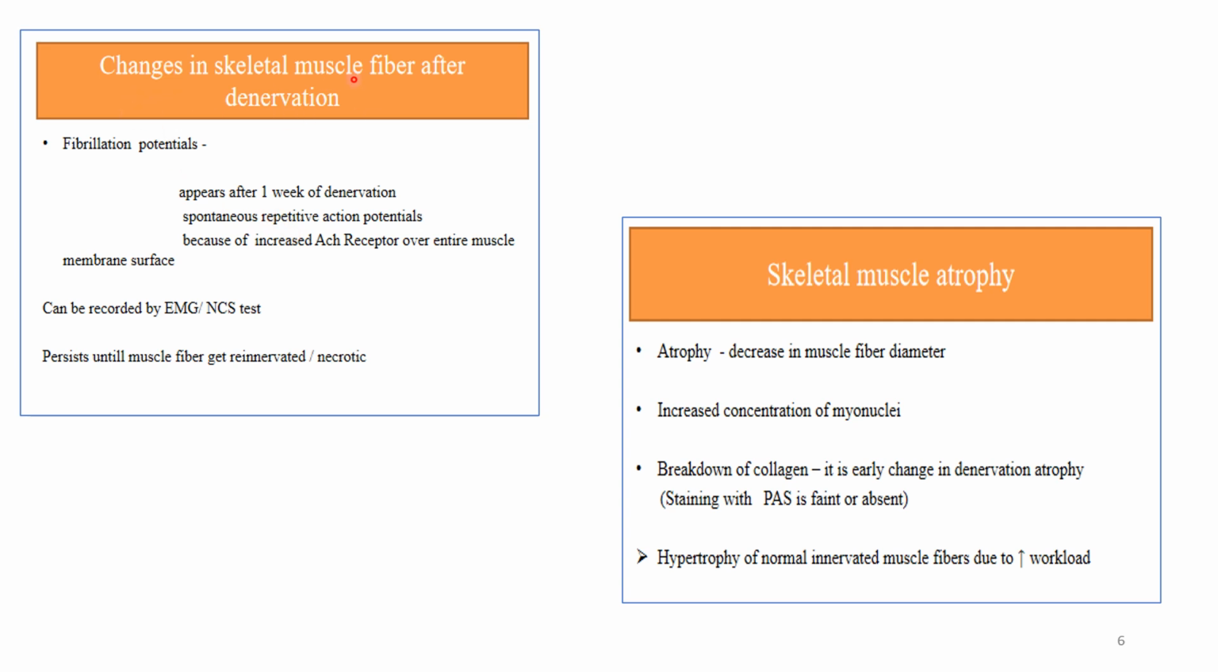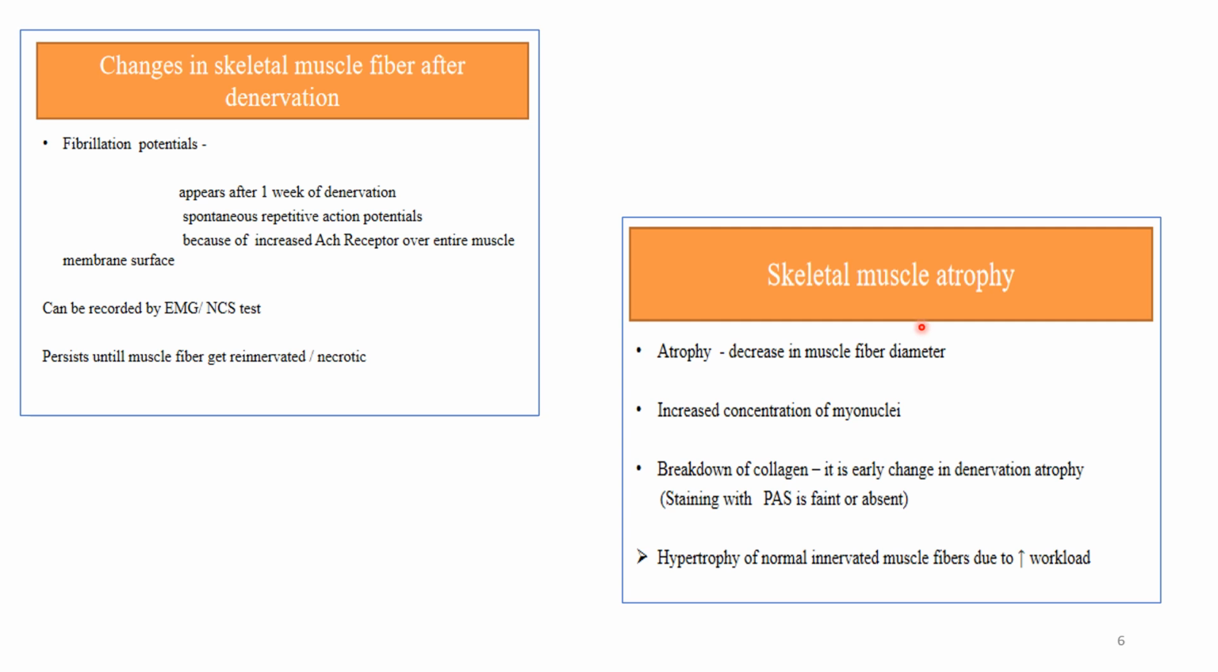Now we will see the changes in skeletal muscle fiber after denervation. In skeletal muscle fiber, we can see fibrillation potentials. They appear after 1 week of denervation. They are spontaneous repetitive action potentials. They are formed because of increased acetylcholine receptors over the entire muscle membrane surface. Actually, the acetylcholine receptors are concentrated at the motor end plate, but now these receptors are present everywhere on the muscle membrane surface. So that is one cause of the fibrillation potentials. These are recorded by electromyography or nerve conduction study, and they will persist until the muscle fiber gets reinnervated or until the muscle fiber becomes necrotic.